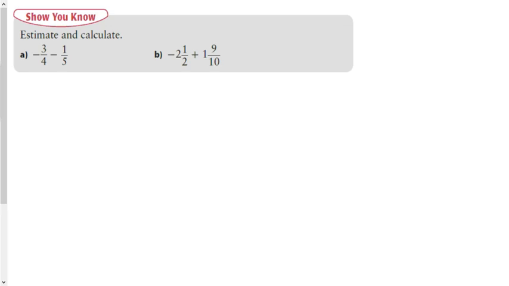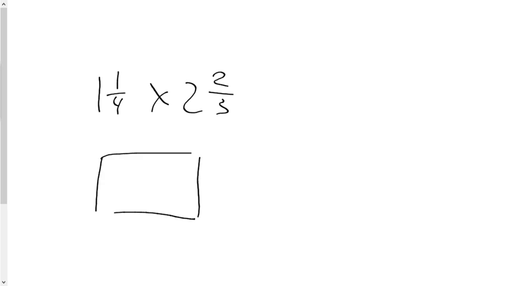Question 5, is 1 1/4 multiplied by 2 2/3. The modeling everybody hated because it was so labor intensive. If this was a rectangle and I said that the length was 1 1/4 meters long and 2 2/3 meters long, then you would know that the area inside there would be the product of 1 1/4 and 2 2/3.